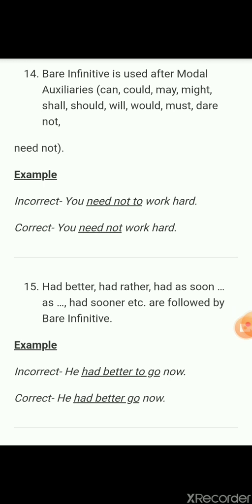Okay, rule number 15, we are moving. Had better, had rather, had as soon as, had sooner: these are the clues I am telling you. They are followed by the bare infinitive. So when you see such phrases in a sentence, there is no need to search for other grammar rules. Don't get confused. Just recall that had better, had rather, had as soon as, had sooner are always followed by the bare infinitive, meaning no to. He had better to go now. He had better go now.